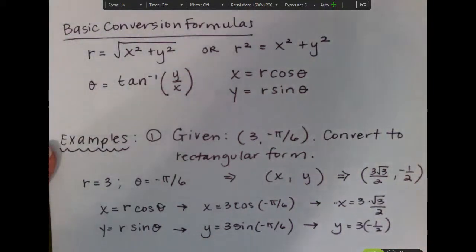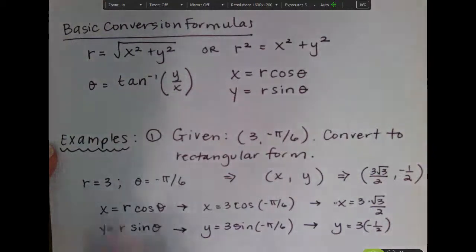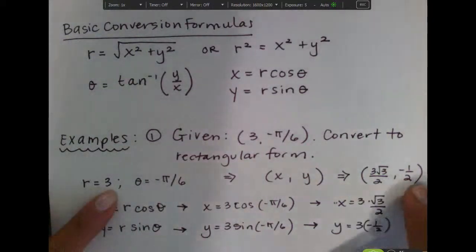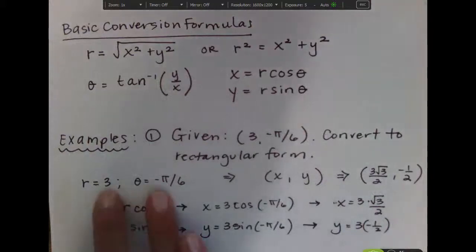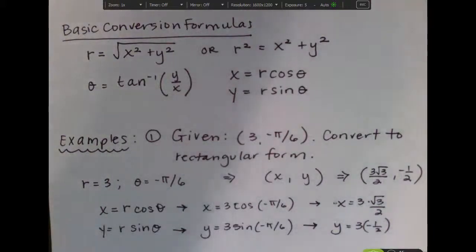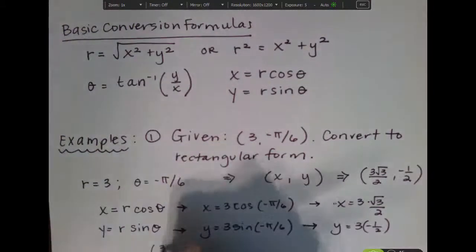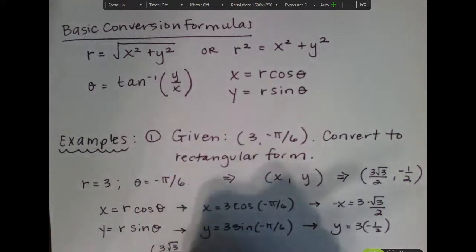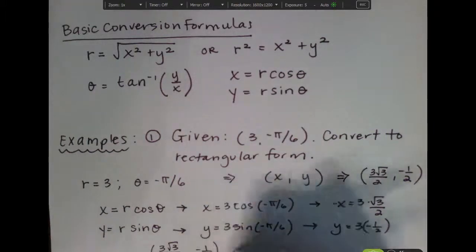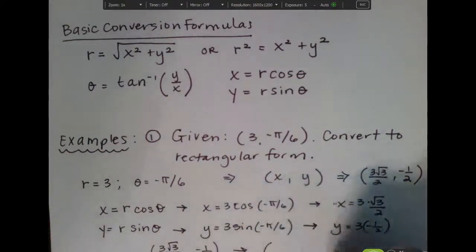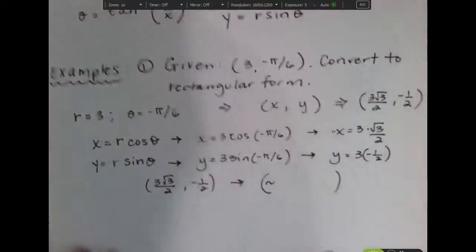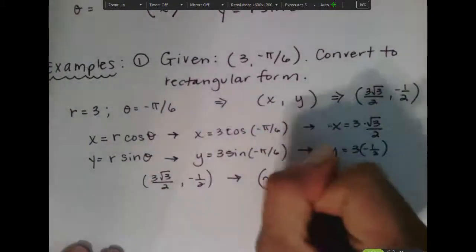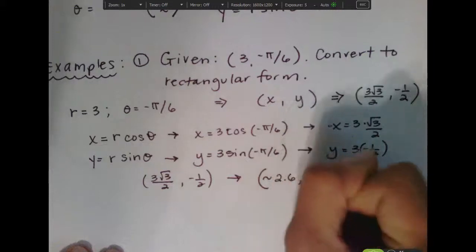And again, I just want to plot that on my rectangular grid to make sure that it is in the 4th quadrant. Just looking at the signs, we can verify that, but roughly in the same location as when we plotted the polar coordinate. So in order to plot this 3 root 3 over 2, I'm probably going to want to approximate it. And so 3 root 3 over 2, if I use my calculator and type that in, that's going to be approximately 2.6.